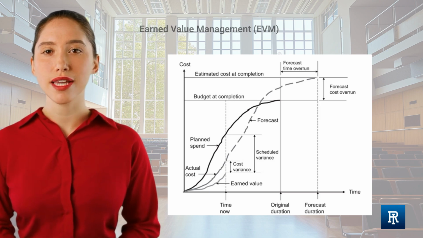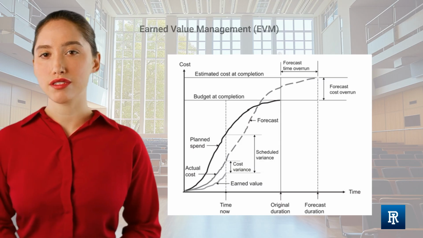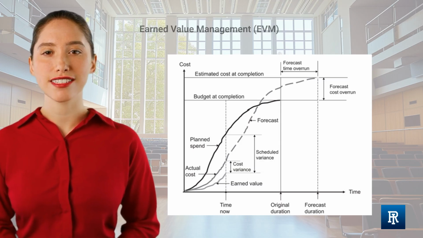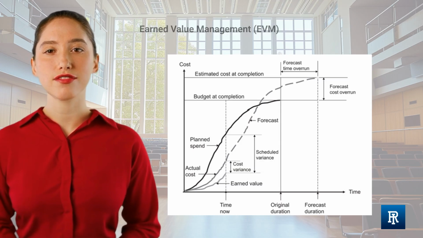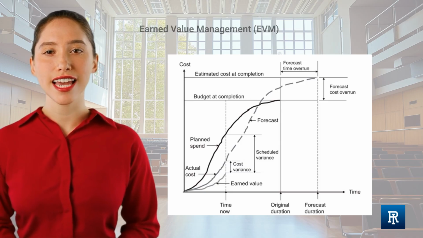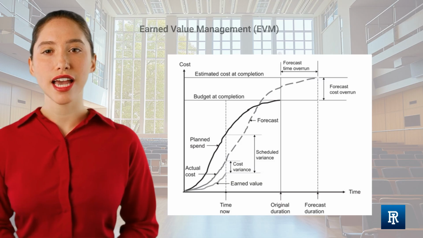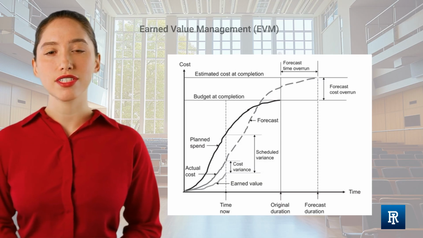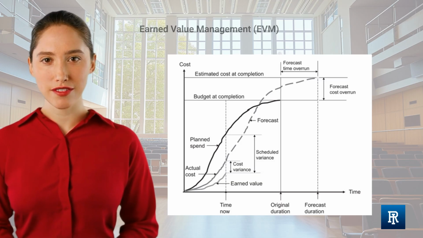At each Time Now checkpoint, it can flash red or green lights, showing today's cost and schedule variances, projecting the final price tag and finish line, and flagging which parts of the work are dragging efficiency down, but it's still just an early warning siren, not the fire brigade.